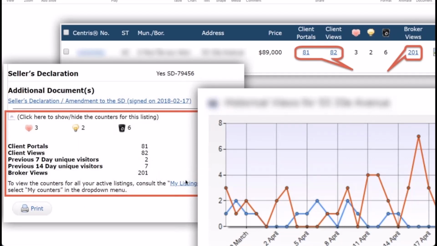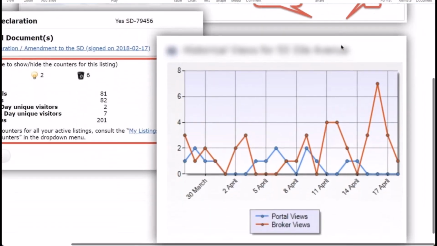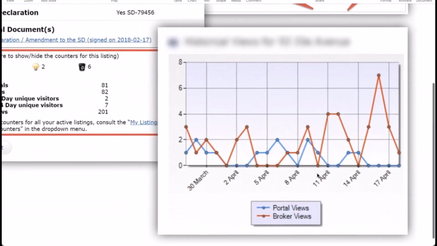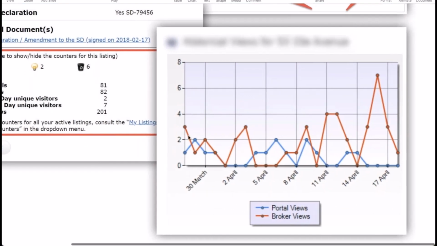Okay, you can see it if you go through, as I said, my listings, and then you can go to my counters. And also when you're looking at all of your listings in a list, you'll also have the option to view the client portals, client views, and broker views, and you can generate a small little graph like this, okay, which will depict the activity throughout. Here we have about a few weeks, a month, okay? So completely different than the Centris counters.